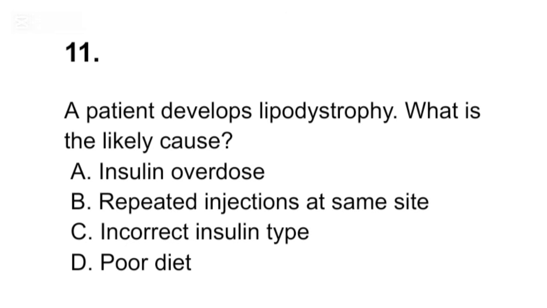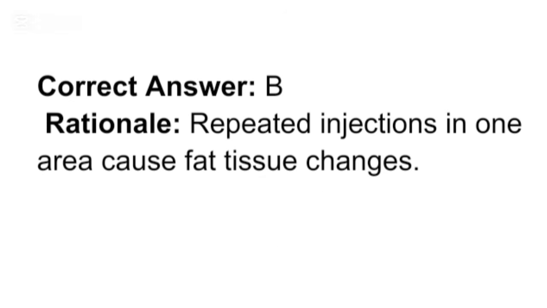11. A patient develops lipodystrophy. What is the likely cause? A. Insulin overdose. B. Repeated injections at same site. C. Incorrect insulin type. D. Poor diet. Correct answer, B. Rationale: repeated injections in one area cause fat tissue changes.